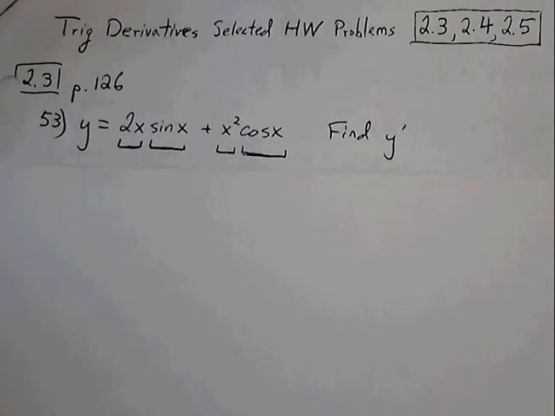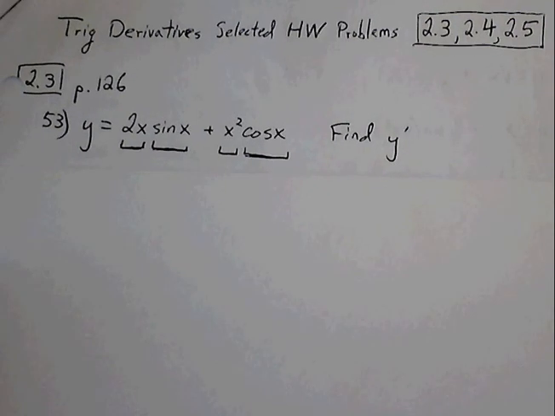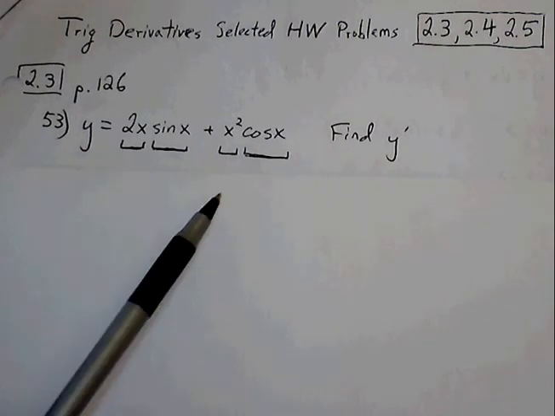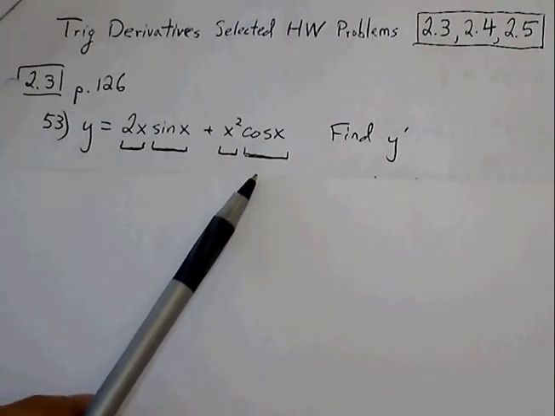In this video, I'm going to go over selected problems from the Trig derivatives section, 2.3, 2.4, 2.5. So let's start with 53. We have 2x sine of x plus x squared cosine of x. We want to find y prime.